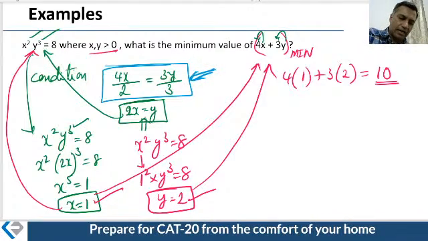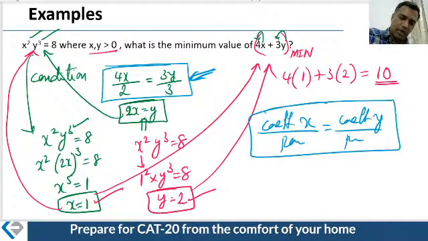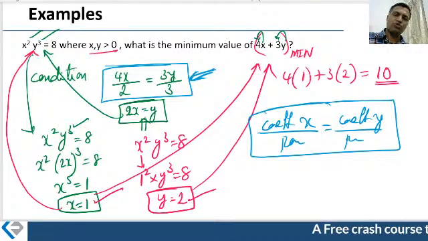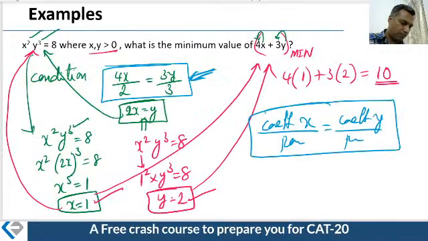All right, now, so what is the condition? Write x, write its coefficient divided by its power. Similarly, write y, write its coefficient and divide by its power. That becomes the condition. If you just apply this particular condition, you are sorted. Rest becomes just usual math.